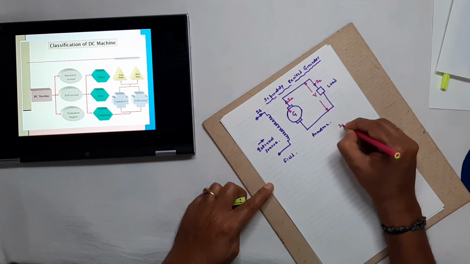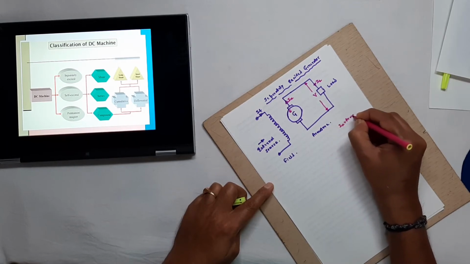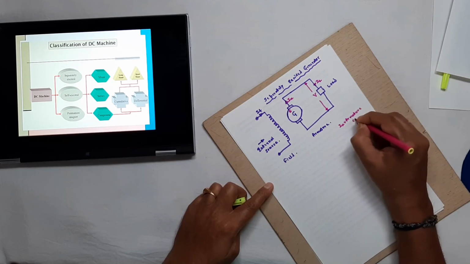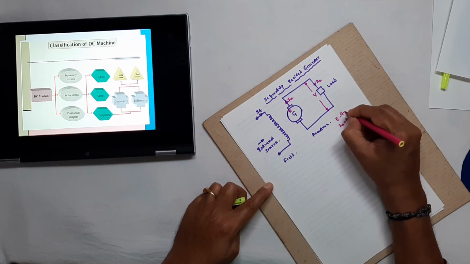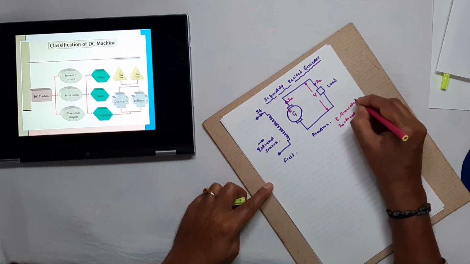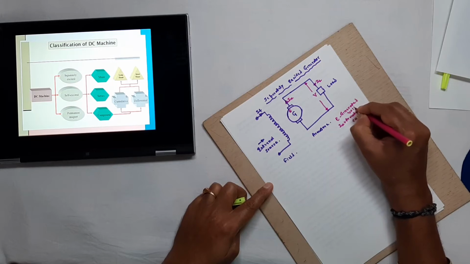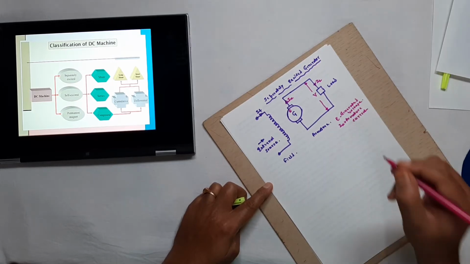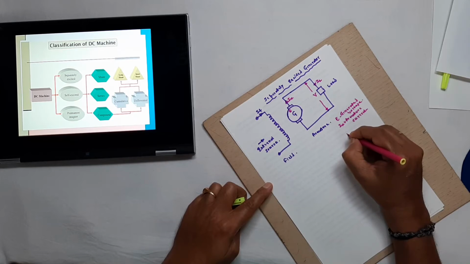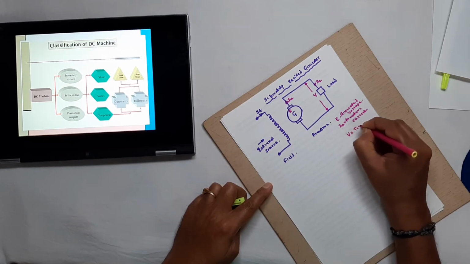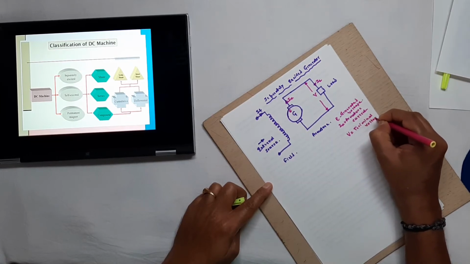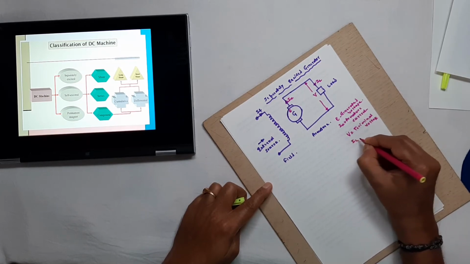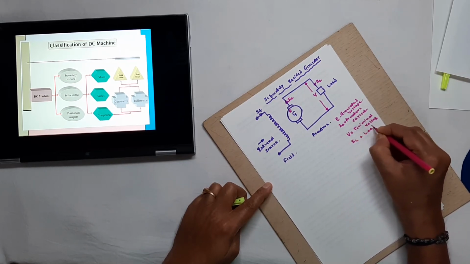That is, I is the armature current, E is the generated voltage, V is the terminal voltage, and IL is the load current.